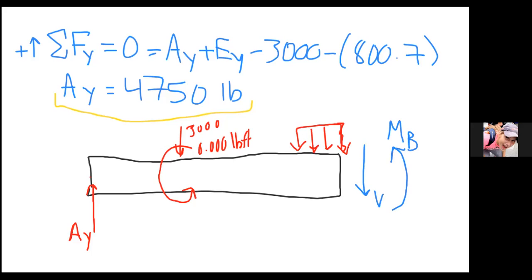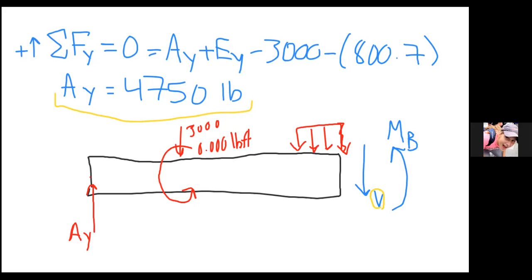It's convention to draw them pointing in these directions. So you have your shear force pointing down and your bending moment pointing counterclockwise. Technically, if you drew them reversed, as long as you were consistent with your signs, you would be okay, but I would recommend drawing them this way.